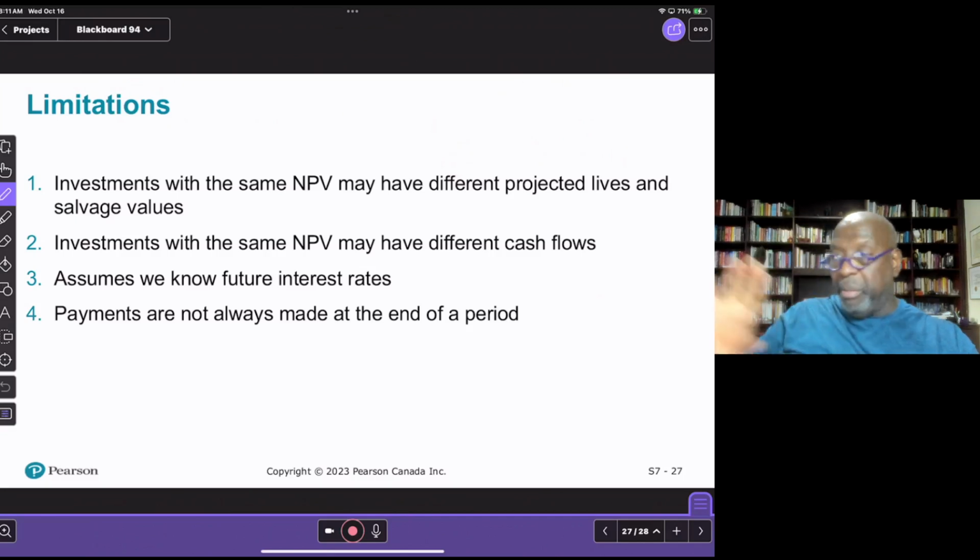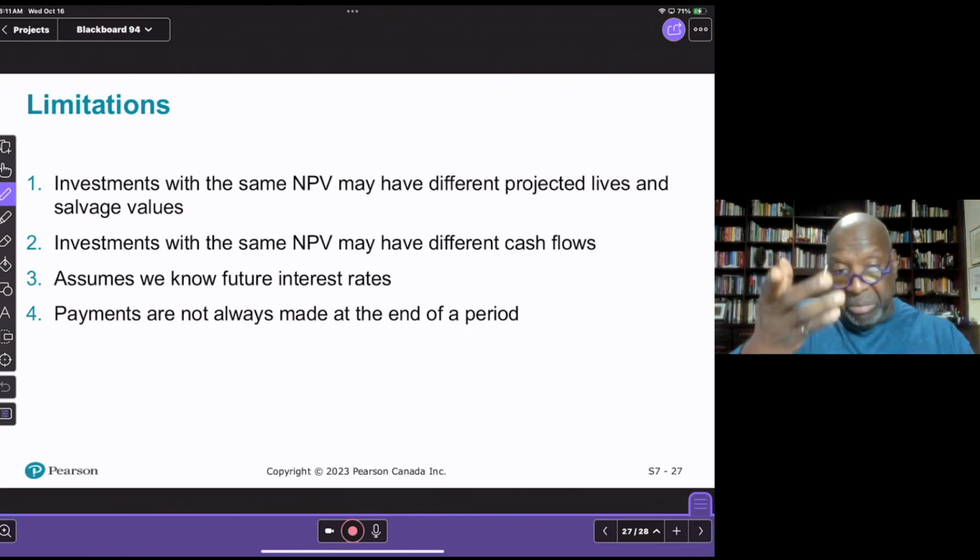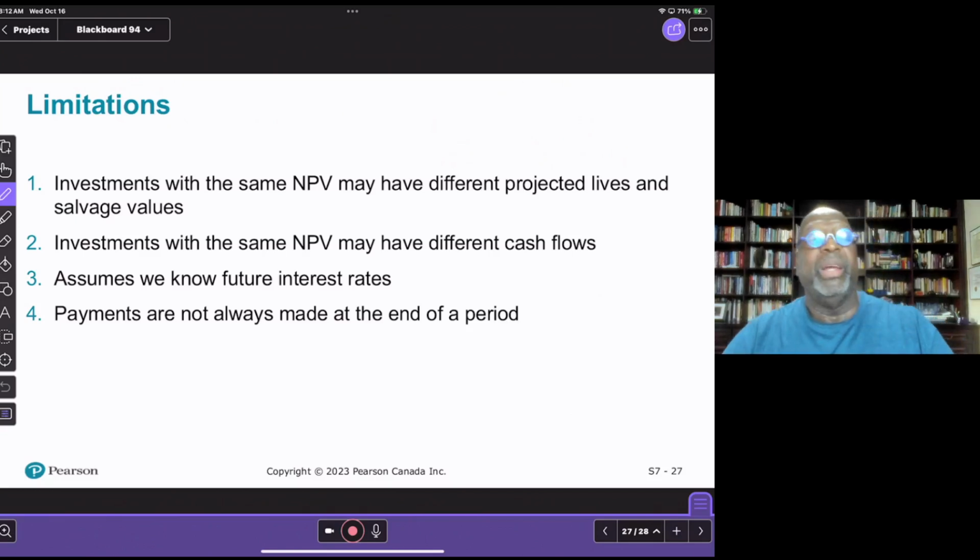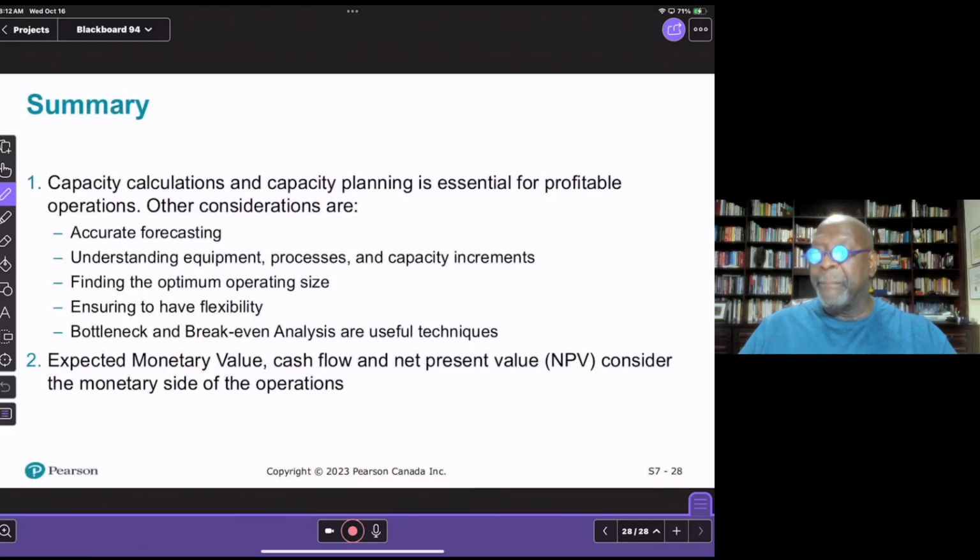All right, you don't want everything bunching up in the later years and you having major losses in the beginning. In some cases that's preferable. Some people want to write off the initial investments. Payments are not always made at the end of the period. So these are just factors to consider, and we assume that we know the future interest rates, which could actually change on a day-to-day basis. All right.